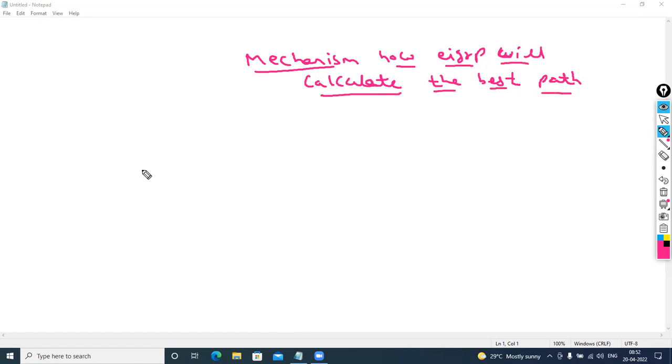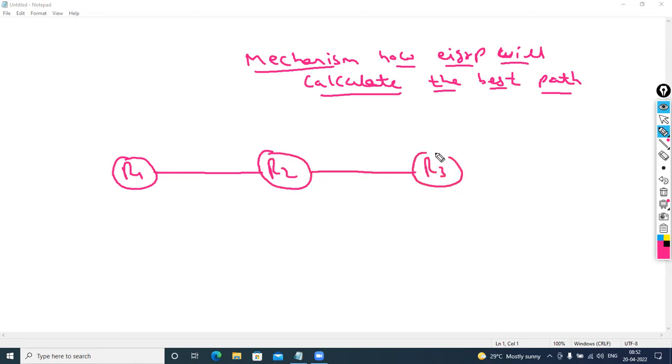Now, let us consider we have three routers: R1, R2, and R3. So we have a network 3.3.3.3/32. Let us consider the feasible distance. The values are 5, 10, and 5.